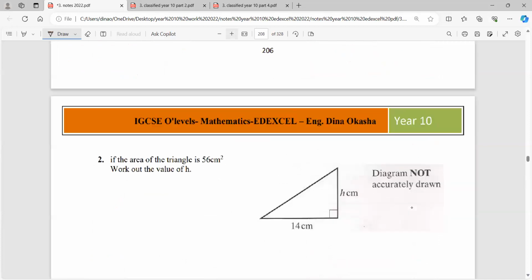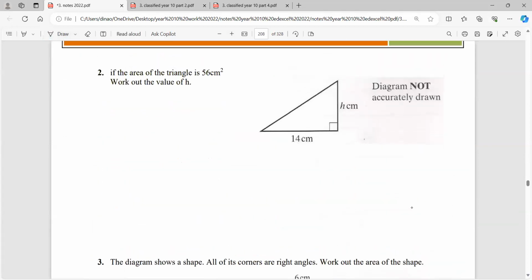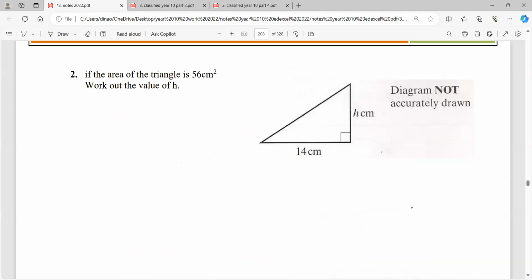Okay, and this is an important question for me because this year you have to learn how to use the rules differently. So actually I'm going to label this as part B, creating equations with the rules.